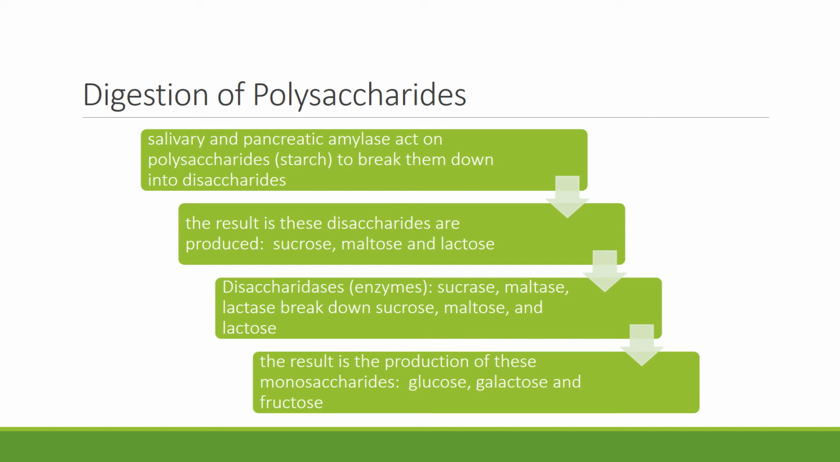Salivary and pancreatic amylase act on polysaccharides, or starch, and break them down into disaccharides. Those disaccharides are sucrose, maltose, and lactose. The disaccharides are then broken down by the enzymes known as disaccharidases, sucrase, maltase, and lactase, into building blocks of monosaccharides: glucose, galactose, and fructose.